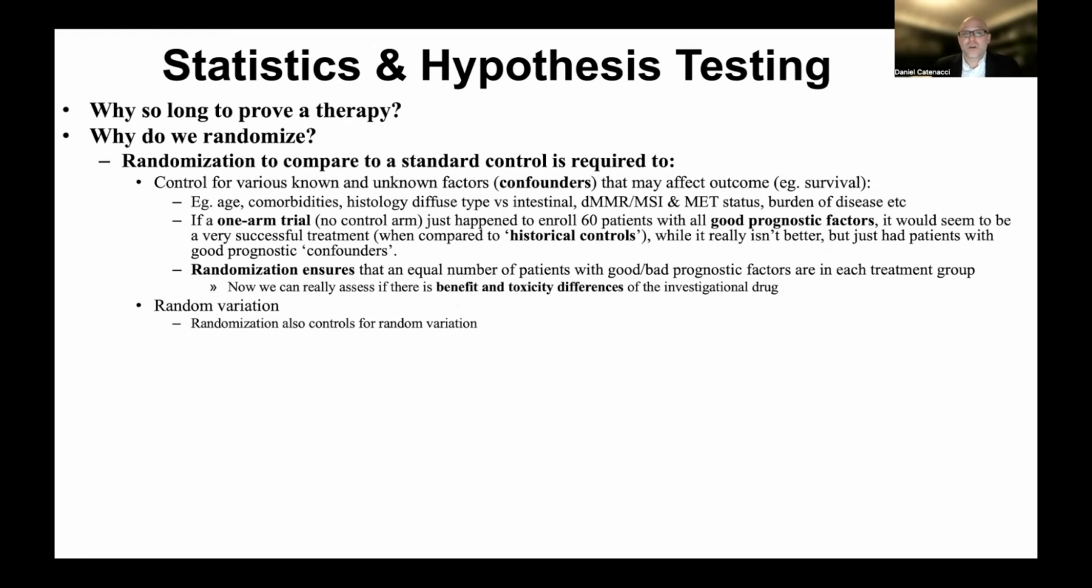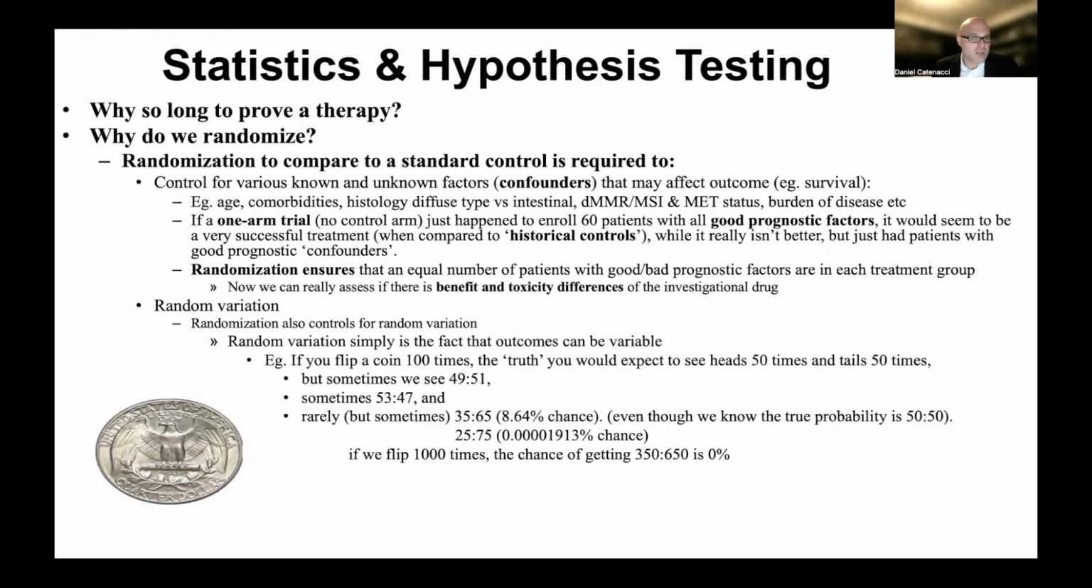In addition to controlling for unknown or known confounders or prognostic indicators, random variation is an issue. And I'm going to take you through what random variation is. Let's take, for example, the flipping of a coin. We would expect that if you flip a coin, you have a 50% chance of getting a head and 50% chance of getting a tail. So if you were to flip that coin 10 times, we would expect 5 heads and 5 tails. But is that always true? Well, the answer, of course, is no.